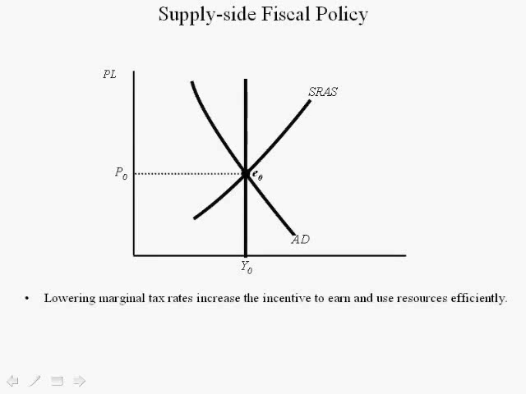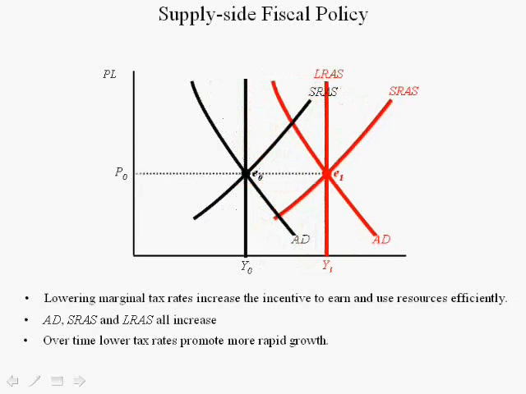Now, in an environment of strong property rights and little bureaucratic red tape coming from DC, lowering marginal tax rates increases the incentive to earn and use resources efficiently. Supply-siders believe that aggregate demand, short-run aggregate supply, and long-run aggregate supply, or full employment output, all increase horizontally together. So over time, lower marginal tax rates promote more rapid growth. So instead of GDP staying near Y0, real GDP grows from Y0 to Y1.